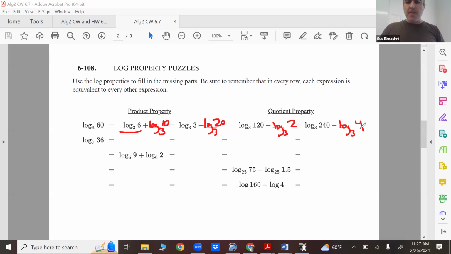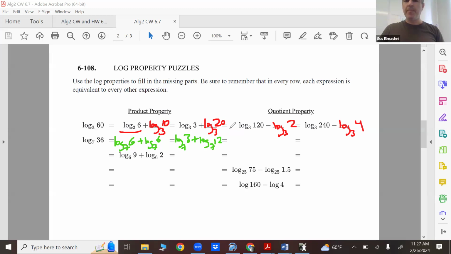So the second row is kind of open-ended. You have some freedom here. Log base 7 plus log base 7. What two numbers can multiply to 36? Just give me two numbers. 6 and 6, sure. Or what else? 3 and what? 12, good, yeah, that works.